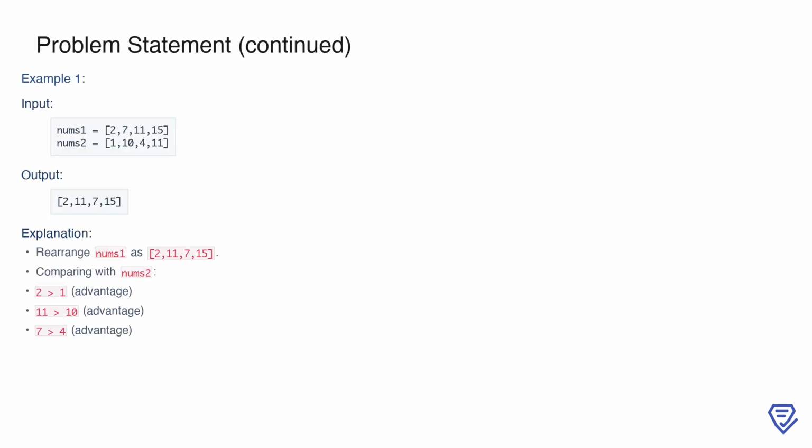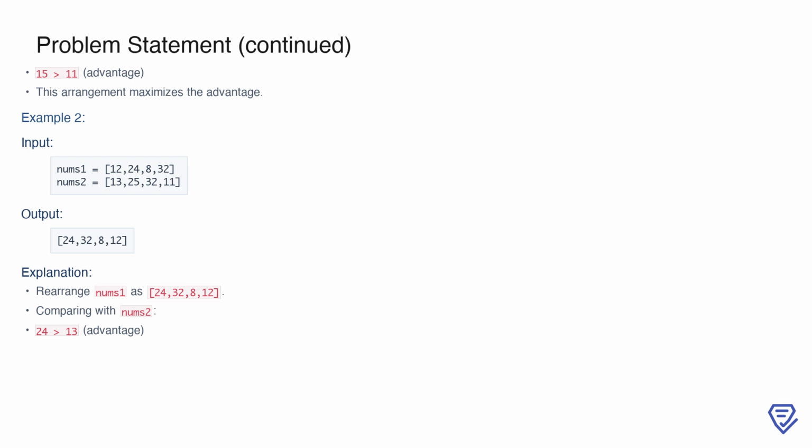In the first example, we are given nums1 as 2, 7, 11, 15, and nums2 as 1, 10, 4, 11. The output is 2, 11, 7, 15. Looking at this arrangement, we compare each element in nums1 with the corresponding element in nums2. For the first pair, 2 and 1, which gives an advantage. For the second pair, 11 and 10, another advantage. For the third pair, 7 and 4, another advantage. This rearrangement of nums1 ensures that all three pairs provide an advantage, maximizing it relative to nums2.